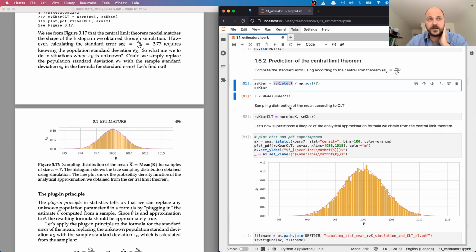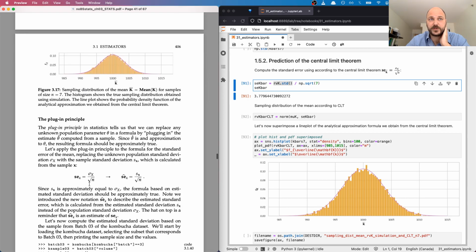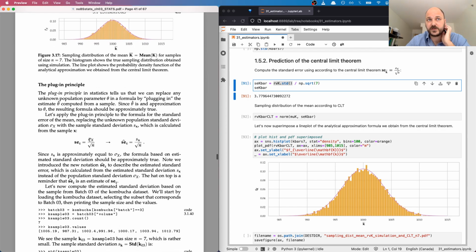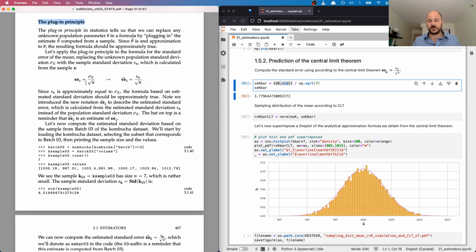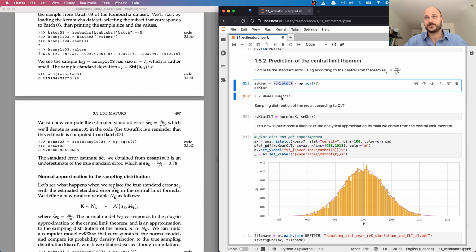So instead, this is called the plug-in principle. The central limit theorem tells you that it's the population standard deviation divided by the square root of n. In practice, we only know the estimate, the standard deviation of the sample. So the plug-in principle is a general rule. It's an approximation to say, okay, I don't know what the true standard deviation is, but I'm just going to replace it in the formula that the central limit theorem tells you with a standard deviation I obtained from a sample. Okay, so let's see what happens.